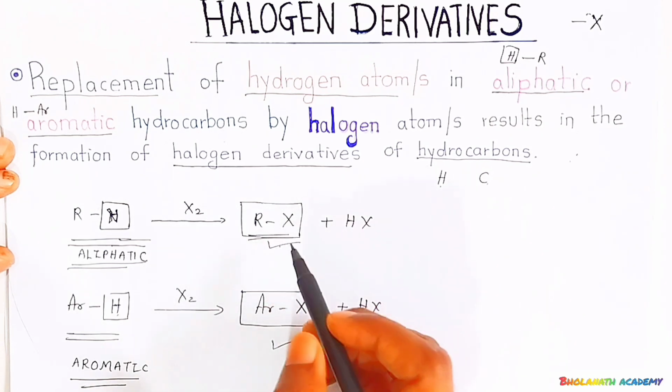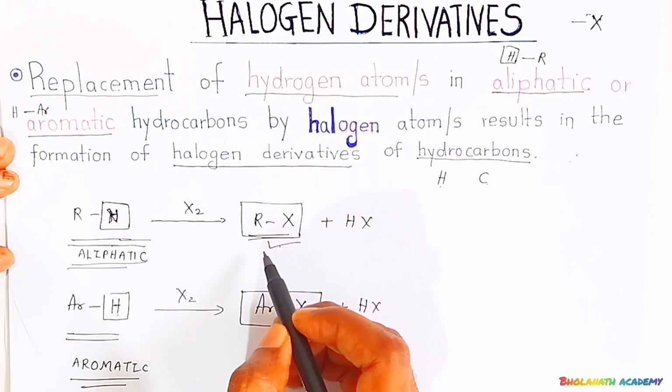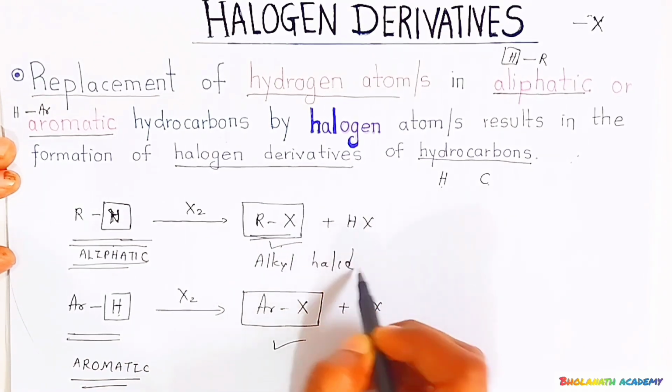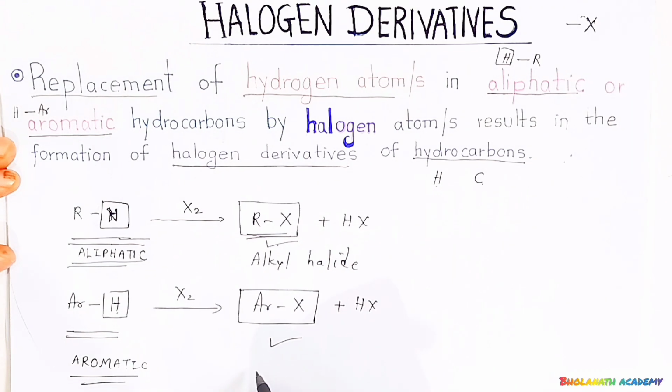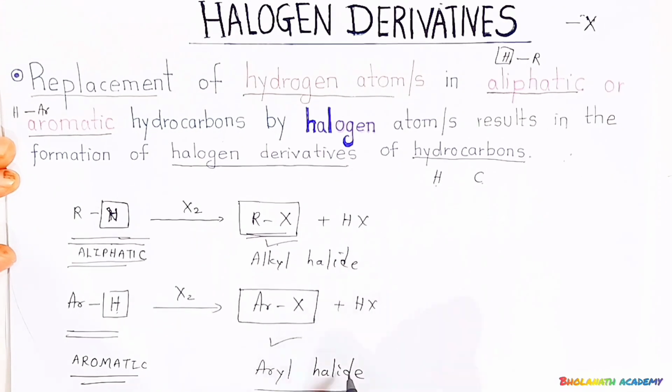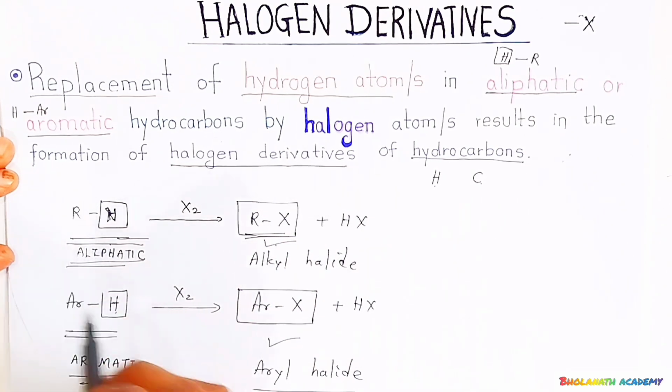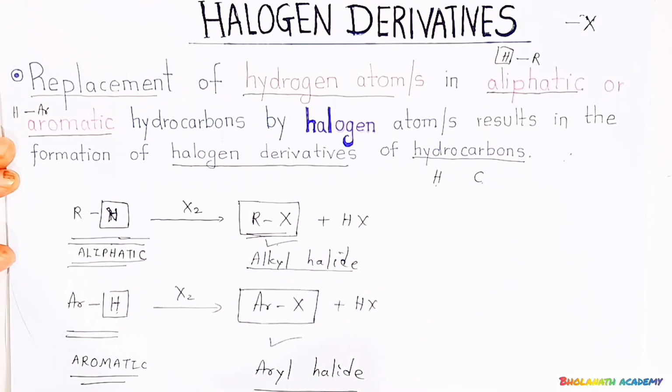And if it is aliphatic, we call it alkyl halide. This is called alkyl halide. If it is aromatic, we call it aryl halide because we have derived it from aromatic compounds. That is why the aromatic type of hydrocarbon derivative is called aryl halide. If we have derived this compound from aliphatic hydrocarbons, that is why it is called alkyl halide. Understanding, students? Very important from the examination point of view.